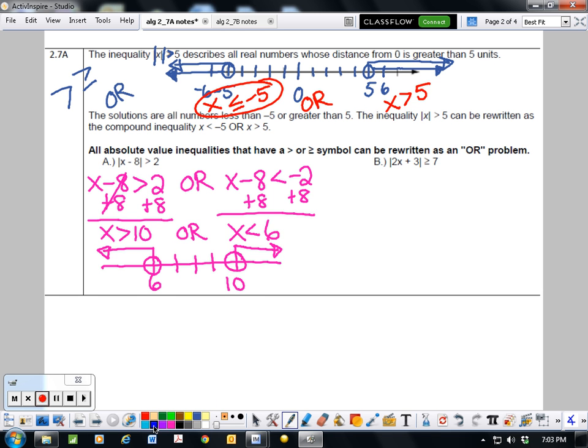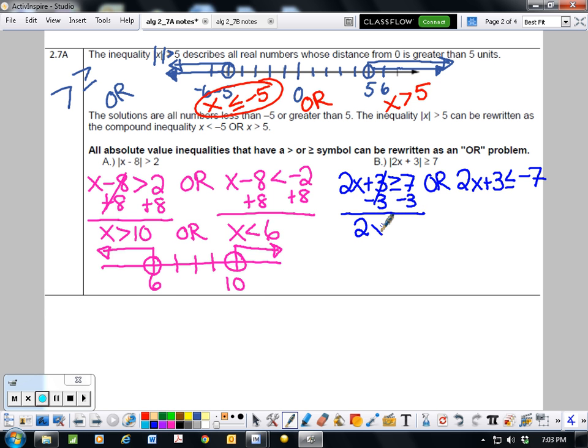So on our next one, we're going to go ahead and separate out. Original 2x plus 3 greater than or equal to 7. And then we have the OR because of the greater than. And for the second one, I flip to less than or equal to, and then we have -7. We solve each one. Divide by 2. And then I solve the next one. Now keep in mind, because of that -7, I'm going to end up with a different number over here. -7, -3 becomes -10.